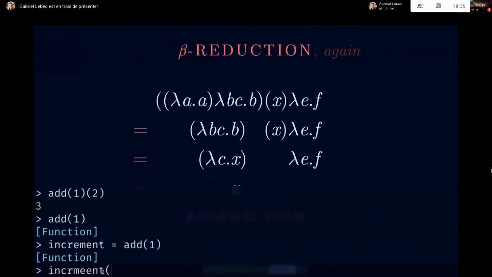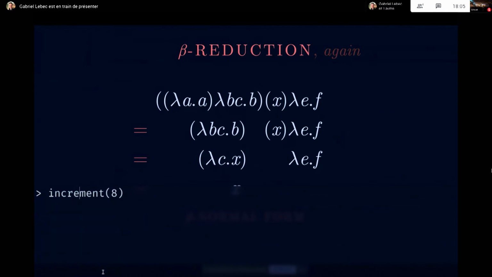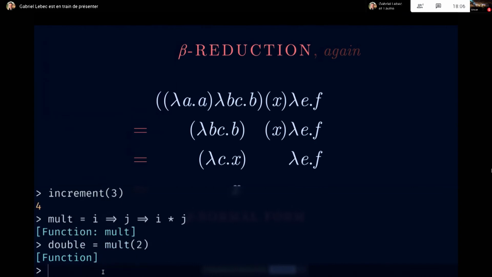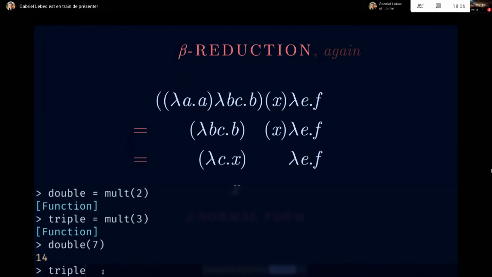So if I increment 8, I get, a typo. If I increment 8, I get 9. If I increment 3, I get 4. And we could do the same thing. You could say multiply takes an i and a j and it returns i times j. And now I could say double equals multiply by 2, triple equals multiply by 3. If I double 7, I get 14. If I triple 9, I get 27.